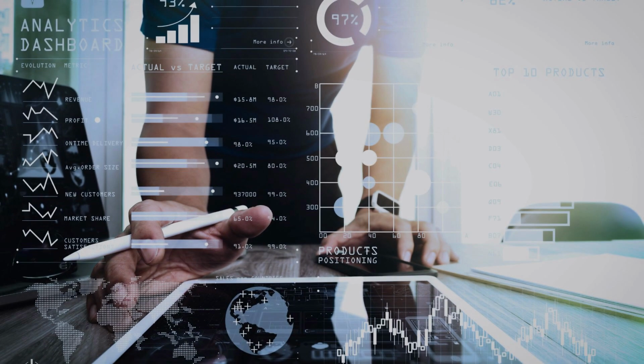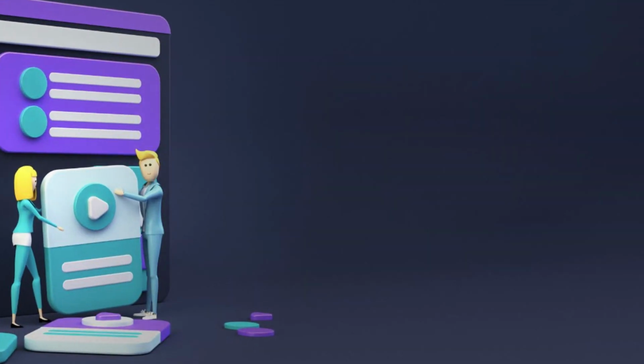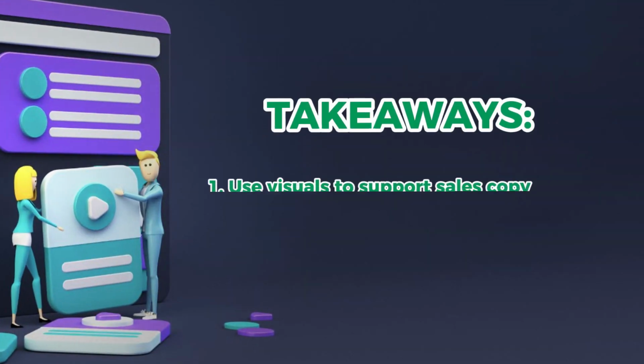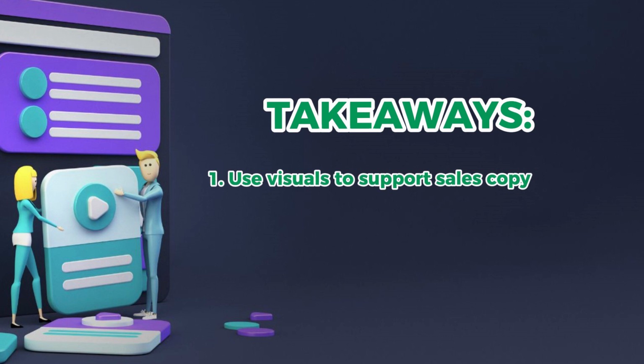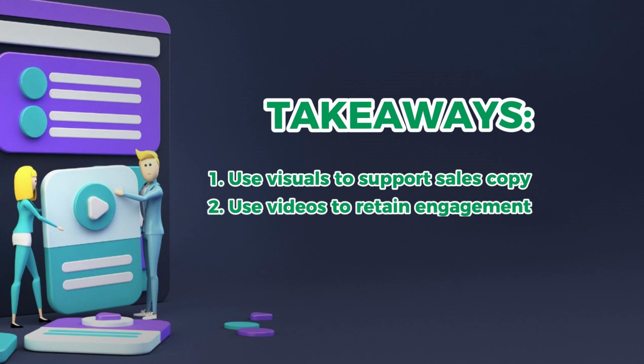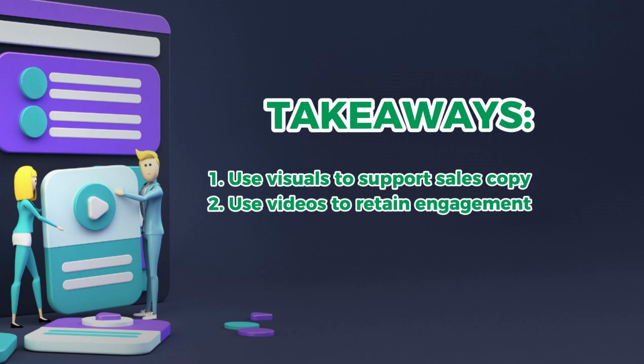So wrapping up here on the design blueprint. When we look at design, we're looking at the visual elements. We want to use visuals to support our sales copy. We need to tell a story with our words, but we also need to support that with strong images, videos, and other visuals. We want to use videos to retain engagement, keep people on the website, keep them entertained.